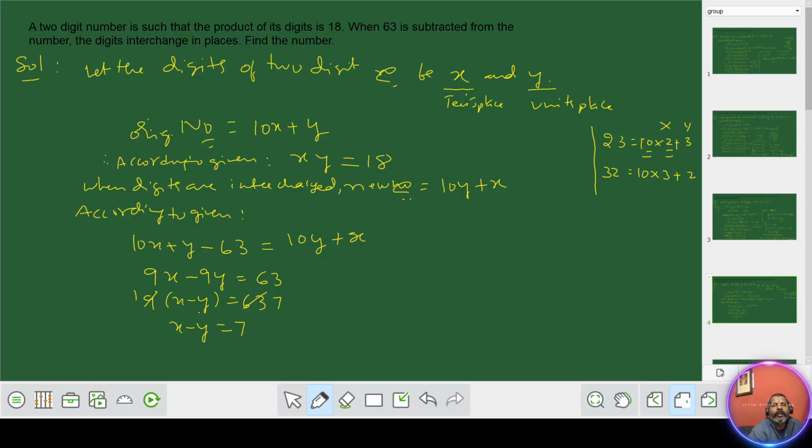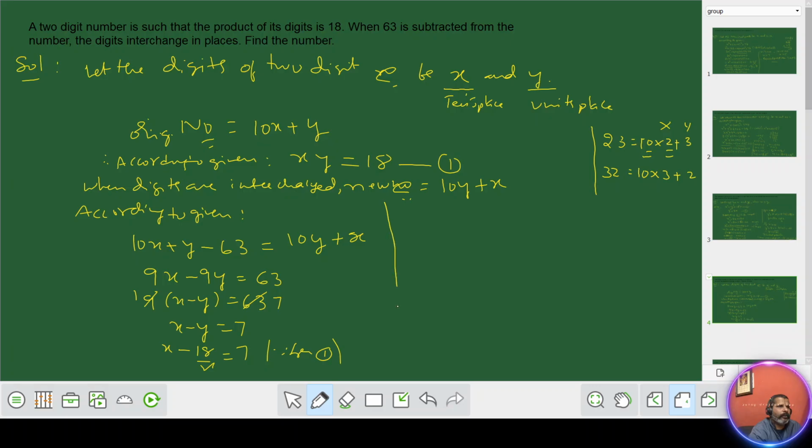Basically, we need two equations here to get a quadratic equation. One equation is from the product of the digits, which is 18, and the other is x minus y is 7. So we can substitute for x or y: x equal to 18 by y, or y equal to 18 by x. Anything is possible. Substitute that in x minus y equal to 7. I'll substitute y equal to 18 by x. That is x minus 18 by x is equal to 7. This is from equation 1.